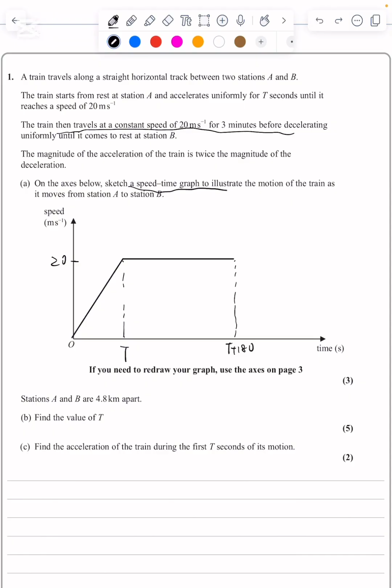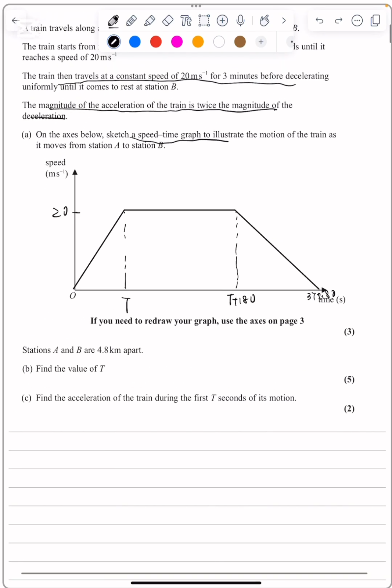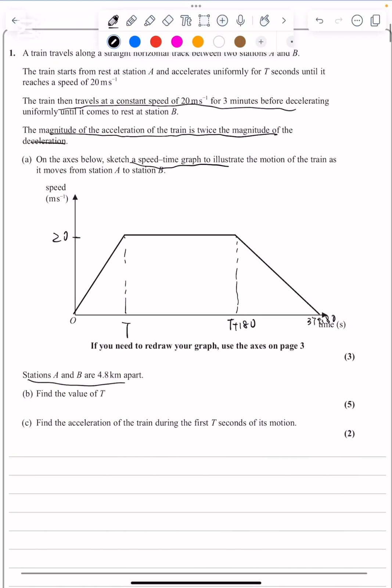And then the magnitude of the acceleration of the train is twice the magnitude of the deceleration. So it's a slower deceleration. So this would be 3t plus 180. Alright, you might be asking why 3t? Because if we took t time to accelerate to 20 meters per second, and then we have to use twice the time to decelerate back to rest, that means it's 2t. And then stations A and B are 4.8 kilometers apart. Find the value of t.